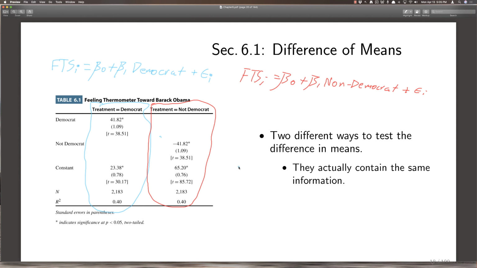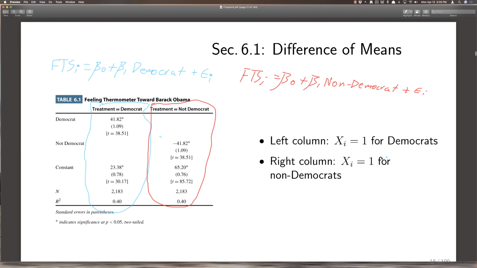Which category got the 1? So the left column here has X1 is 1 for Democrats, and the right column, X1 gets 1 for non-Democrats. You wouldn't run this both ways unless it was for an example like this in a class. But what I'm going to show you here is that you don't have to worry too much about which category you pick as the 1.